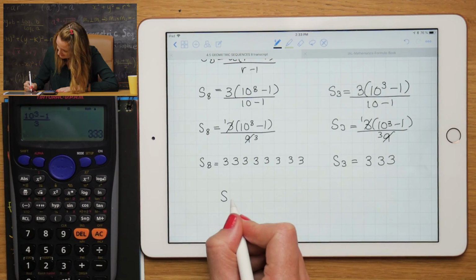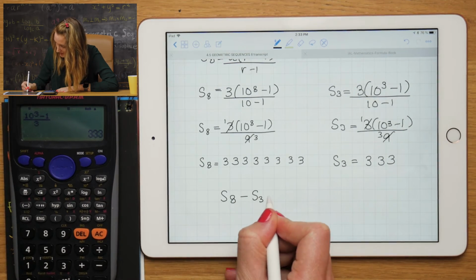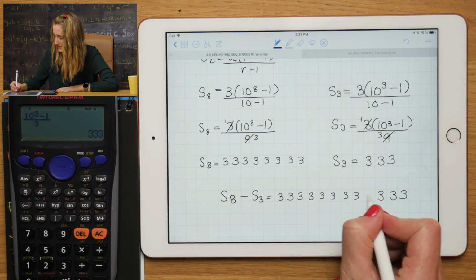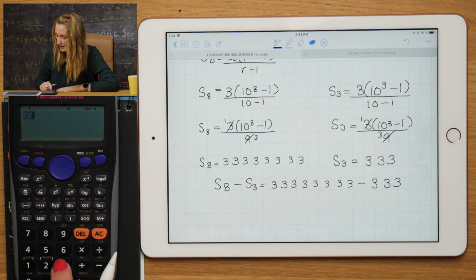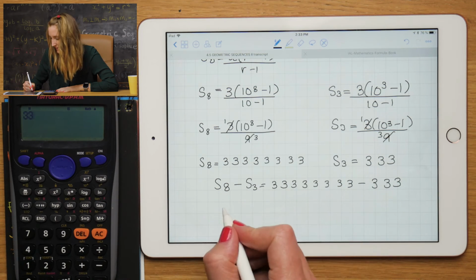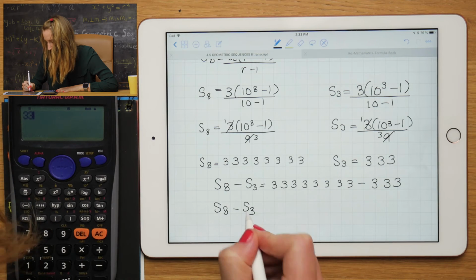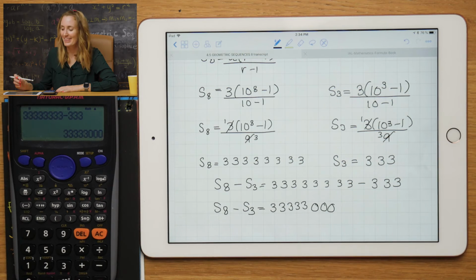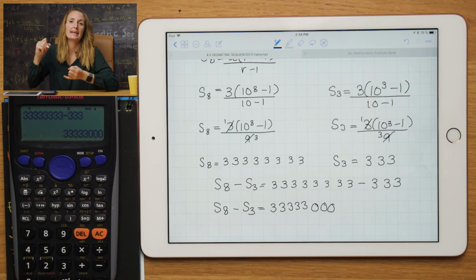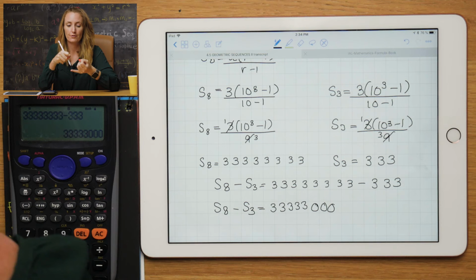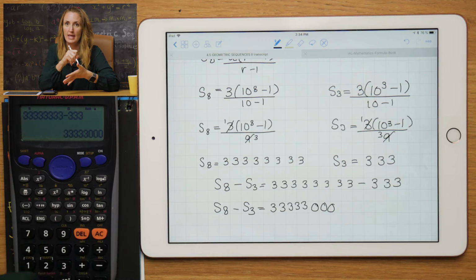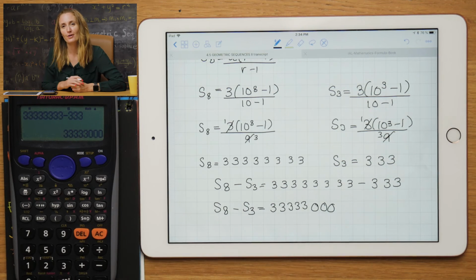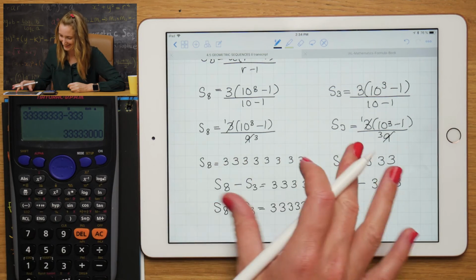So S8 minus S3 will be this one minus this one. You don't really need a calculator, but if you're feeling a bit lazy. That means if I started adding up from the 4th term, I added the 4th to the 5th to the 6th to the 7th to the 8th, I added up those 5, I would have a number with a lot of 3s. I think we can leave it at that.